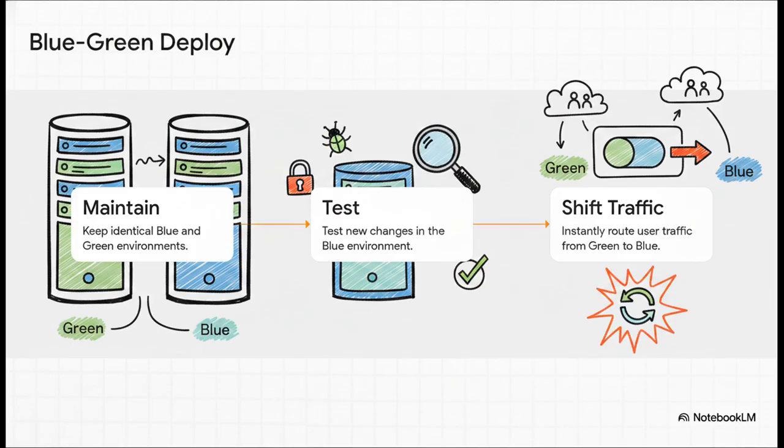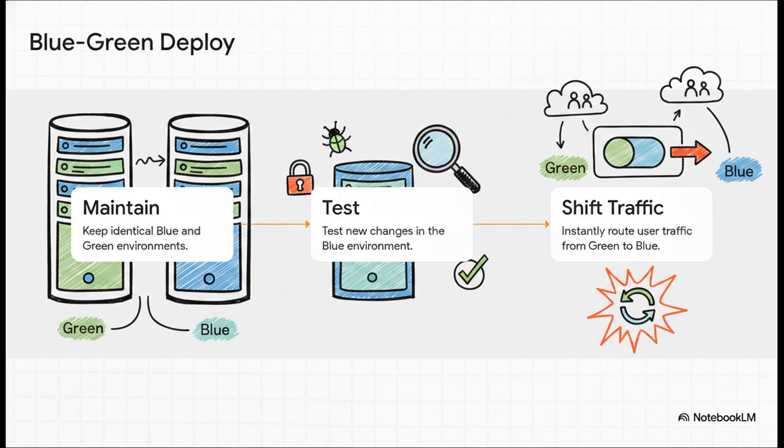And this brilliantly illustrates our next strategy, the blue-green deployment. In this setup, you maintain two completely identical environments. Your green environment is live, handling all your actual user traffic. Meanwhile, you deploy your shiny new code to the blue environment and test it out thoroughly. Once you're confident it's good to go, you simply flip a switch and instantly route user traffic from green over to blue. If something unexpectedly breaks, you just flip the switch right back. It acts like an instant undo button.